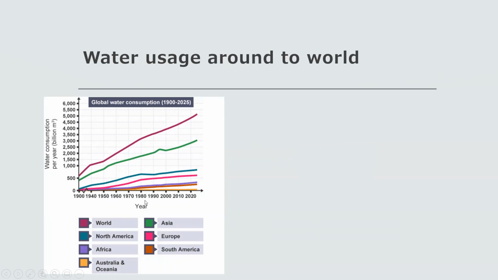So you can see the world, obviously quite high. Asia's close behind, obviously, because the higher percentage of the population lives there. So obviously it's going to be a lot. So reducing water. Now, how can we reduce water to make sure there's an even share of water around the world, so we don't have a situation like this?